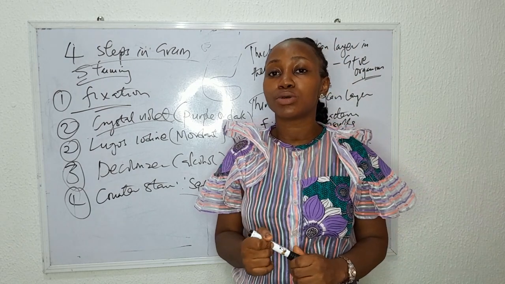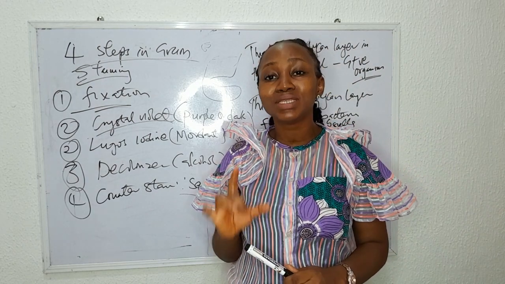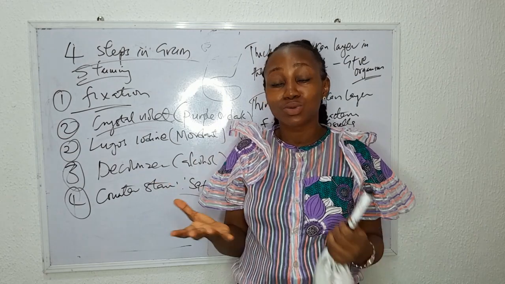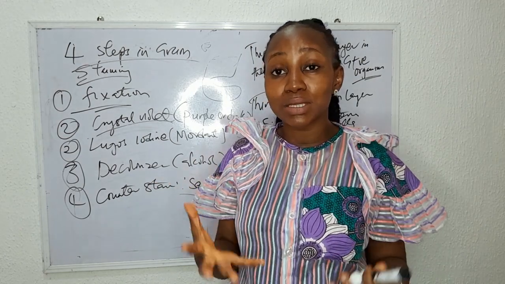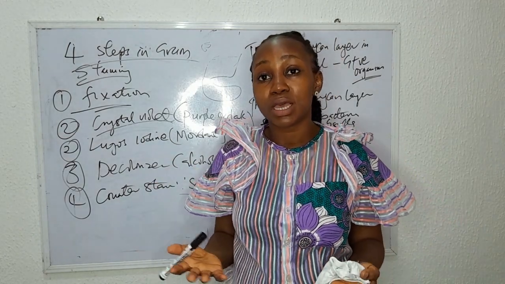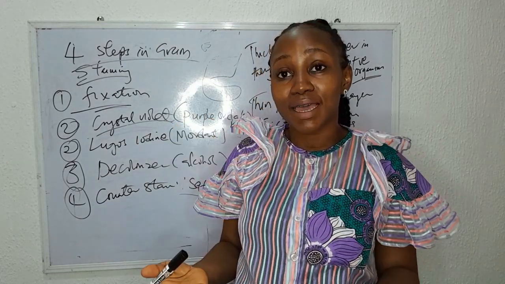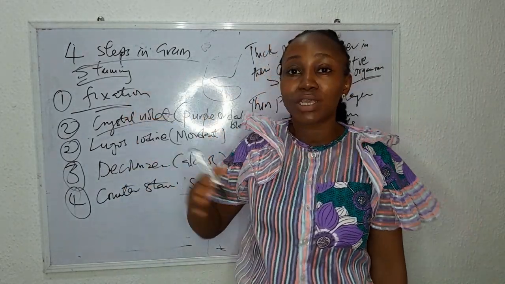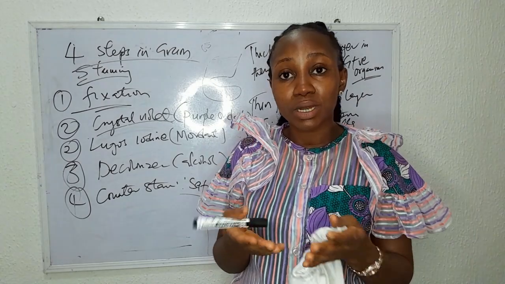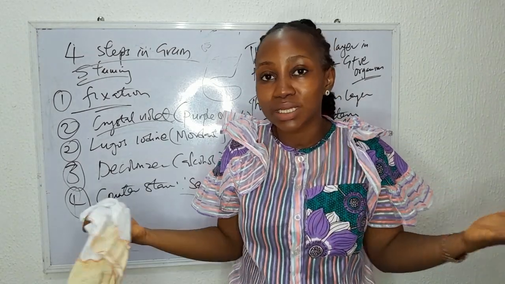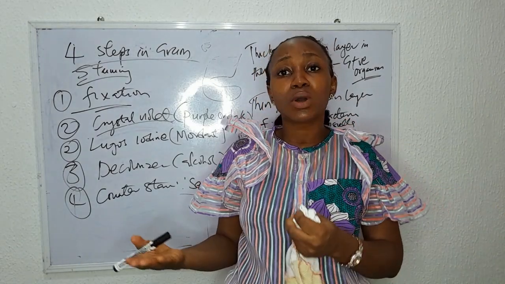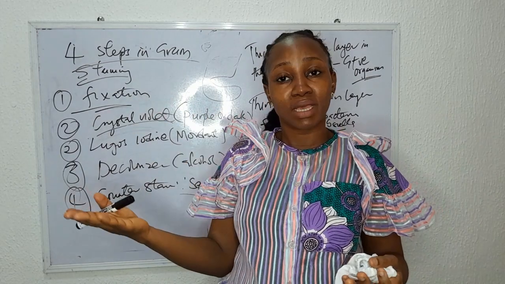And I will also want us to always have in mind the reason why we stain. We stain to have a contrast in the cell wall and the background that you're working with. And we also stain to identify, like when you're doing gram stain, you're trying to identify a particular plate. You have a petri dish, you don't know the organism in that plate, so you want to know if this organism is gram positive or gram negative.